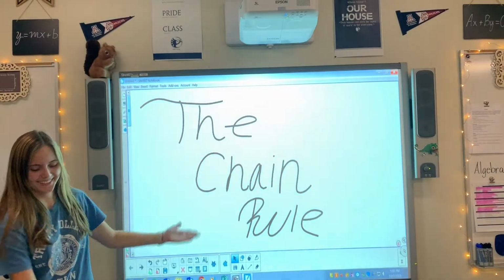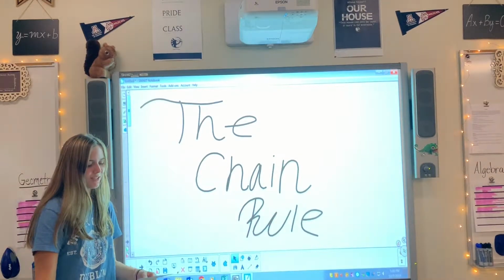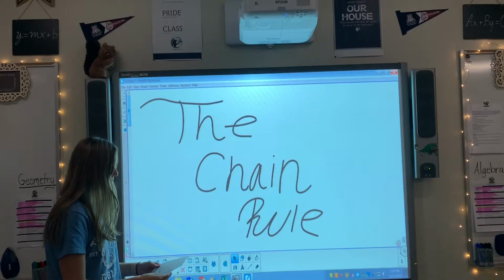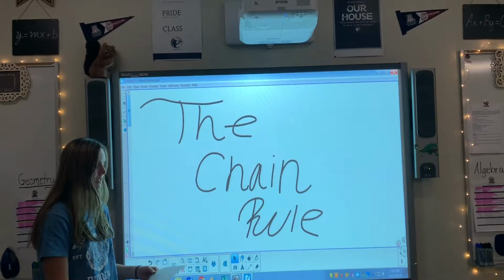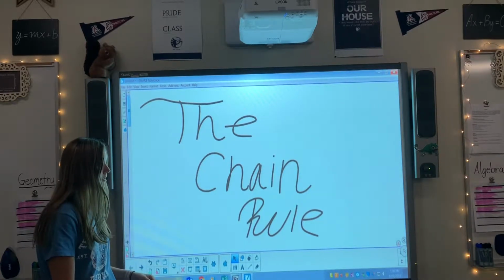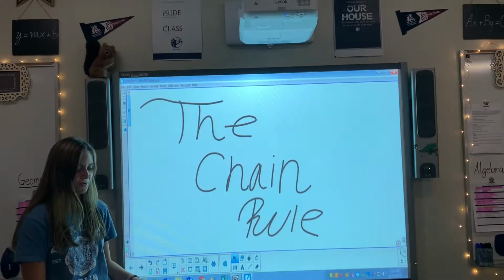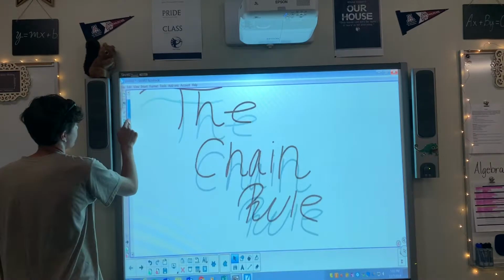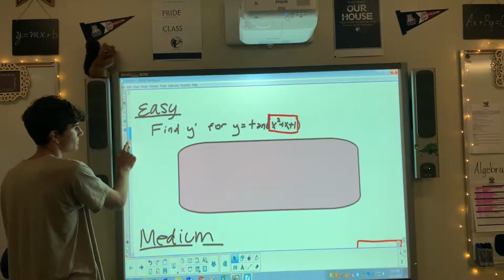The chain rule is used to find the derivative of a composite function. It is only applicable when the function is a composition. The chain rule can often be confused with the product rule. So, for our first problem of 4, we have the easy problem.